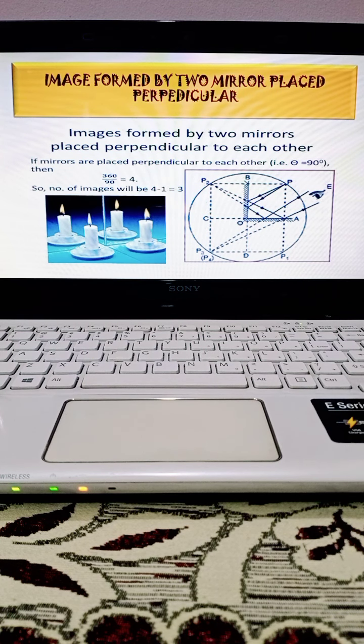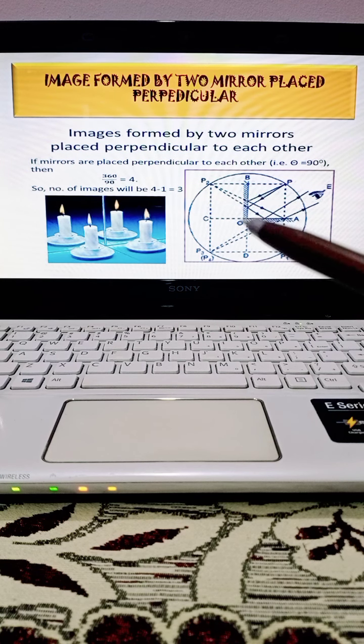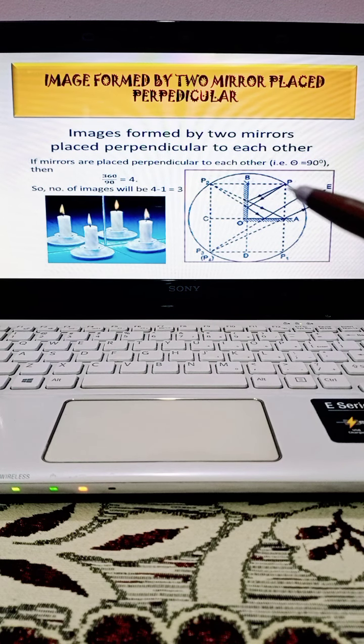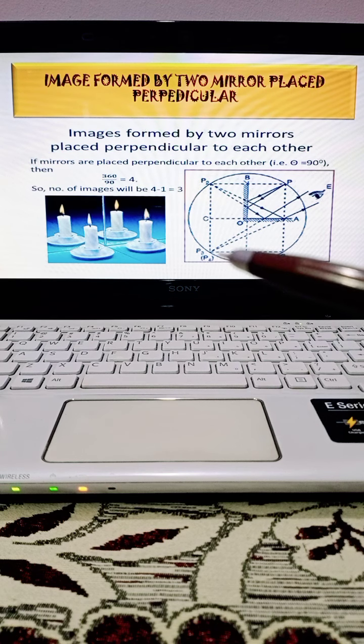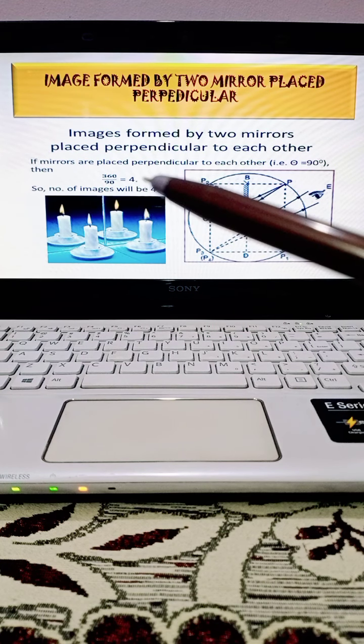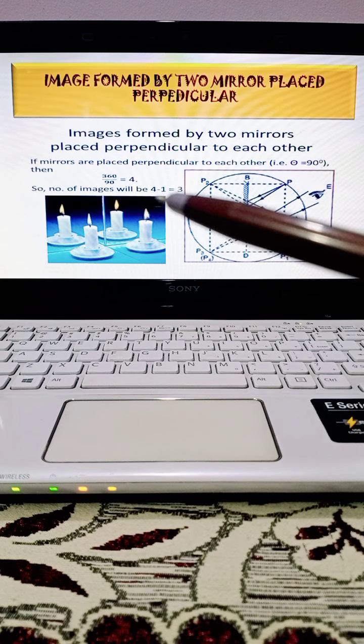In this diagram we can observe two mirrors placed perpendicular, at 90 degrees to each other, and this is one object placed before the mirrors. Then how many images are formed? This is the first, second, and the third image is formed, and the fourth image, P3 and P4, overlap. You can see in the calculation that dividing 360 by 90, the number we get is an even number. Then to find the total number of images, we subtract 1, and the total number of images we get is 3. This means that the third and fourth images are overlapped with each other. With this we can also understand how to use the formula to find how many images are formed.